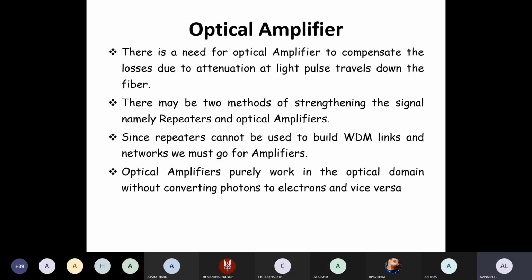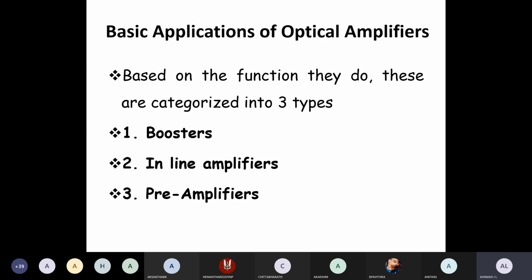Once you have taken this, we can go for the next thing, that is the basic applications of optical amplifiers. So where exactly can we use the optical amplifiers? Based on the function, what they do, these optical amplifiers are categorized into three types. What are the three types? The first one is boosters. The second one is inline amplifiers. The third one is pre-amplifiers.